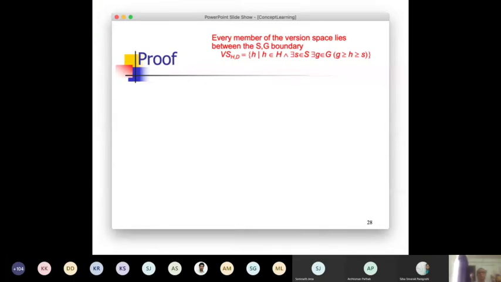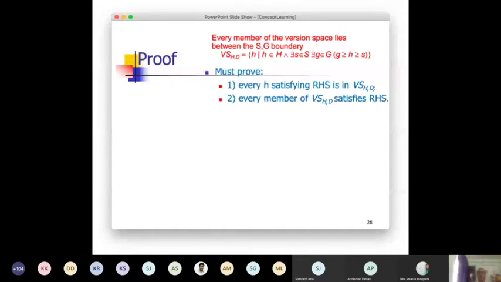This is the statement, and as I mentioned, you have to show that every H satisfying the RHS, that means H is more general than a hypothesis in the specific boundary, the most specific boundary, and less general than a hypothesis in the most general boundary, then H should be a consistent hypothesis. That means it should be in the version space. And the other thing says that it is all inclusive. That means any member of the version space should have this property, right?